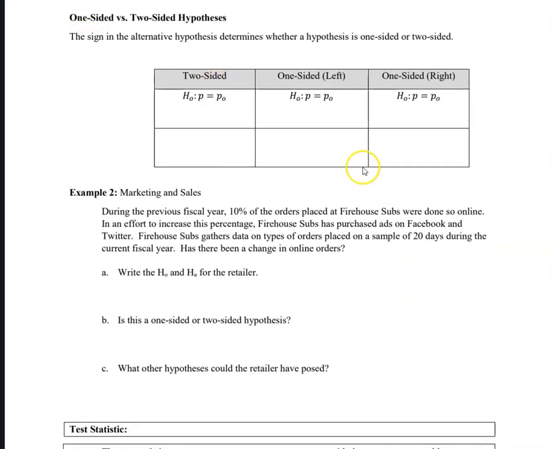What type of alternative hypothesis we have determines whether we have what's called a one-sided or a two-sided hypothesis. Our null hypothesis always takes this format. If it's an alternative hypothesis that's two-sided, it's going to look like this. H sub A would be P does not equal P0. So when you have the not equal to, that's your two-sided hypothesis. If you've got a one-sided but a left-tailed hypothesis, that's your less than case. And then if you've got a right-sided hypothesis, your alternative would be P is greater than. That's your greater than case.